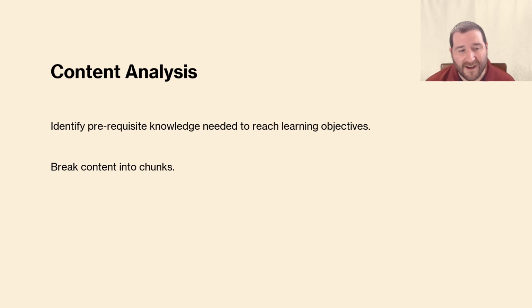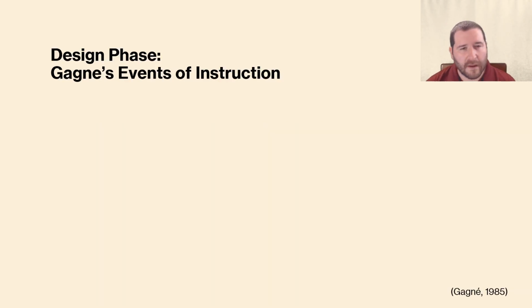We're going to break that content into chunks, right? The goal is to build up to our learning objectives, so we want to break it into bite-sized chunks so that students can get there. And then that will help us create our lesson outline. Okay, so once we get to start creating that lesson outline, now we're starting to get into the design phase of our process. Now, as we start to finish our analysis phase, we're starting to have an idea of what we want in our course.